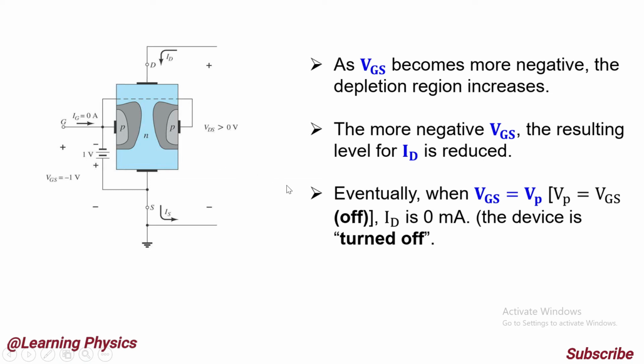And when we increase the magnitude of VGS until VGS is equal to VP, then ID becomes zero. The depletion region increases, and when the regions touch each other, the value of IDS becomes zero. We can say that the device is switched off, and the source-to-drain current will be zero in this condition.